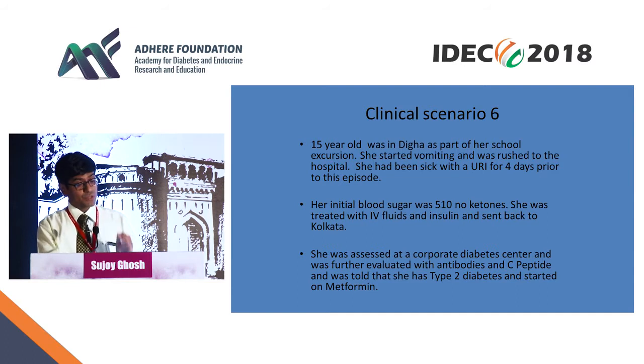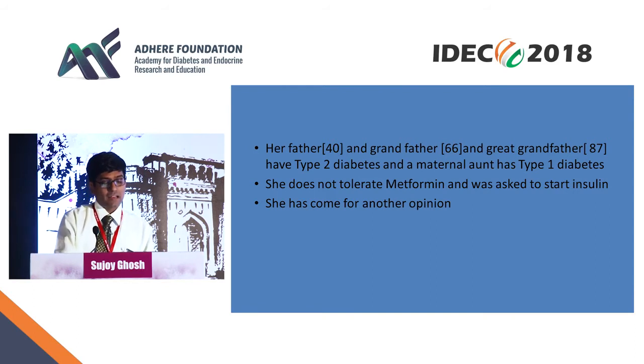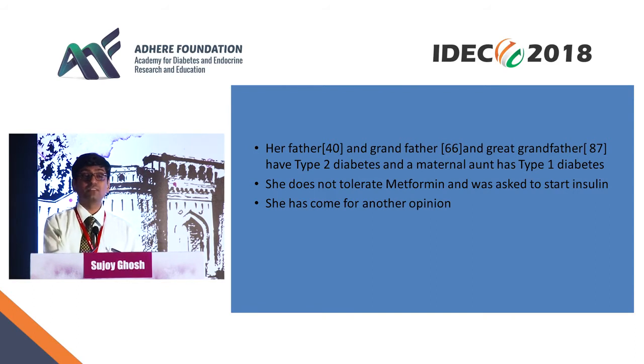The next is a 15-year-old girl who goes for a school excursion to Digha, which is a seaside resort in West Bengal, started vomiting, was rushed to the hospital, had an upper respiratory tract infection for 4 days prior to the episode. Blood glucose is high, ketones are negative. She was treated with IV fluids and insulin and sent back to Kolkata. Treated at a corporate hospital in Kolkata, evaluated for antibodies and C-peptide, was told she has type 2 diabetes and started on metformin. Her father has diabetes, grandfather has diabetes, great-grandfather has diabetes, and a maternal aunt had type 1 diabetes.